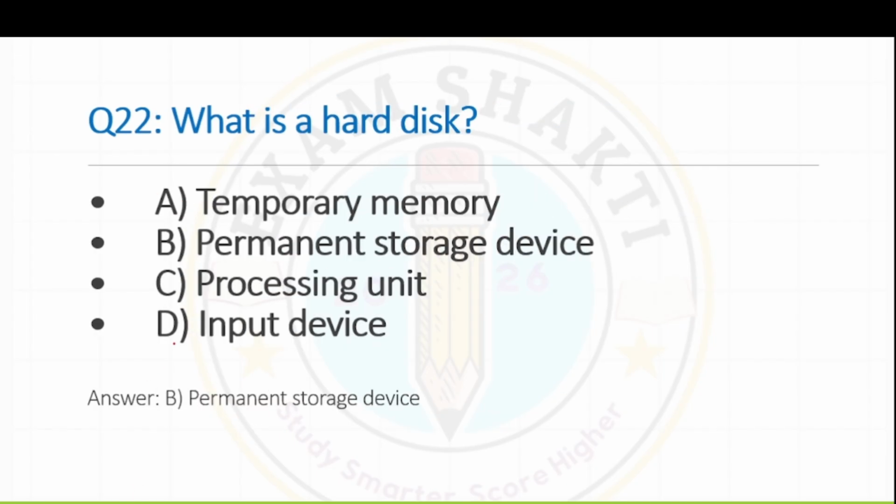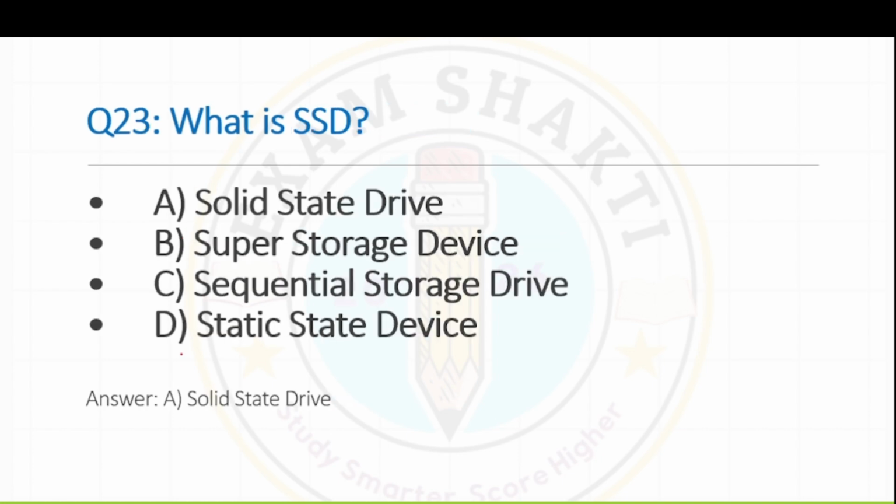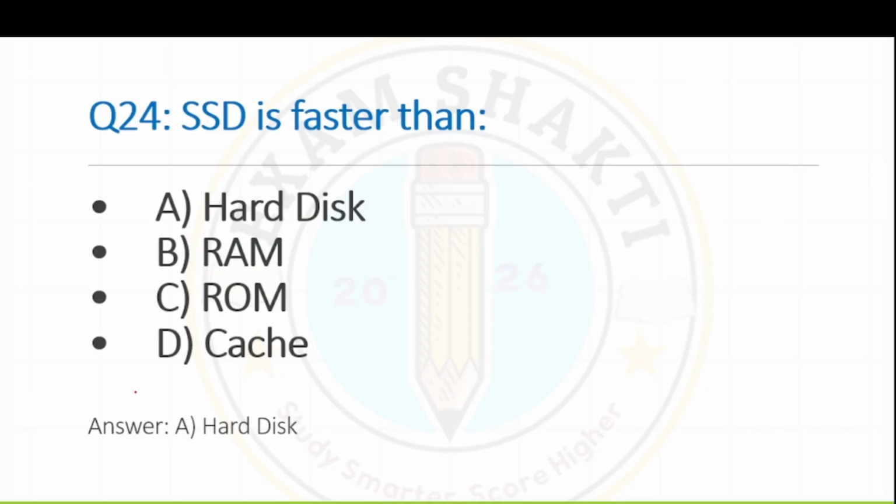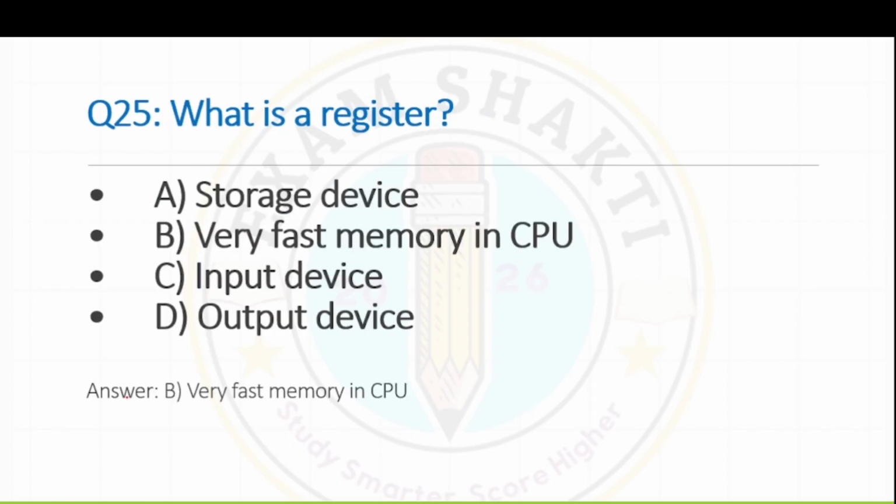What is the motherboard? Main circuit board in a computer, a storage device, a processing unit, memory module. A, main circuit board in a computer. What is a hard disk? Temporary memory, permanent storage device, processing unit, input device. B, permanent storage device. What is SSD? Solid state drive, super storage device, sequential storage device, static state device. Solid state drive. Answer is A.